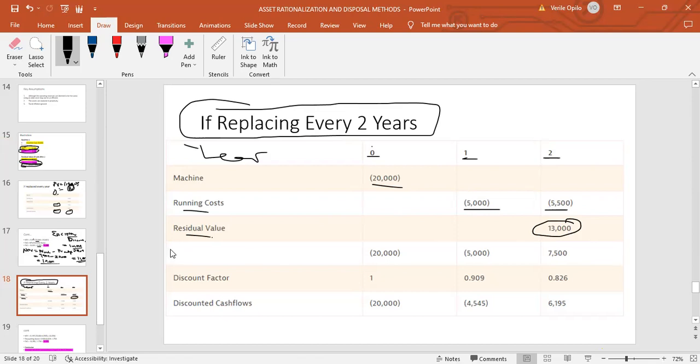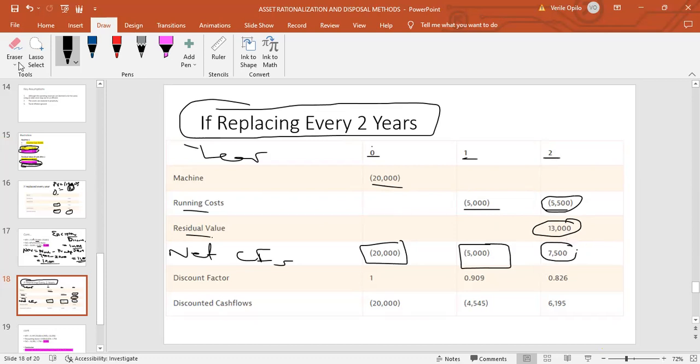So then we get the net cash flows, just to see in total how much the net cash flows are. In year 0, we only spent 20,000 for the machine. Year 1, we have running costs of 5,000. And then in year 2, the company is going to have a cash outflow of 5,500 and an inflow of 13,000. When we net them off, we get 7,500.